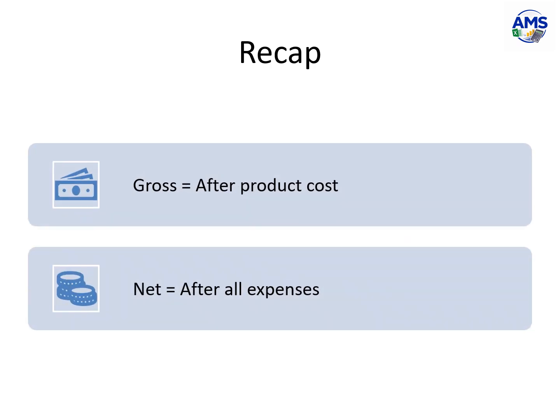Okay, so recap: gross profits equal profit after product cost, while your net profits equal profit after all expenses. Gross profit shows potential profits, while net profit shows real profit.